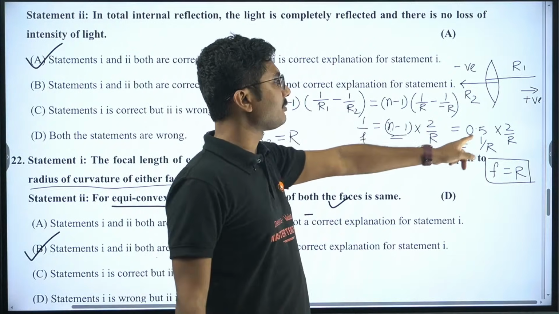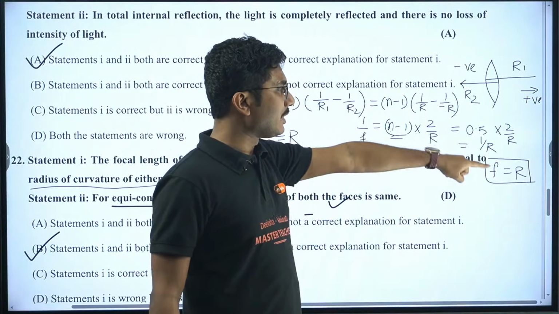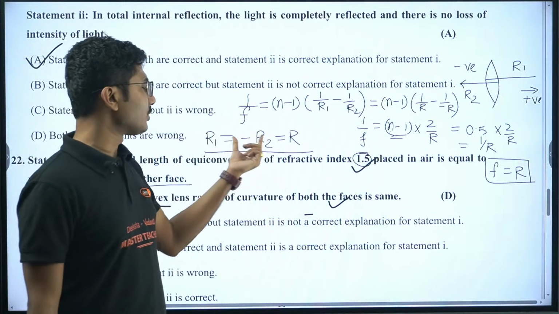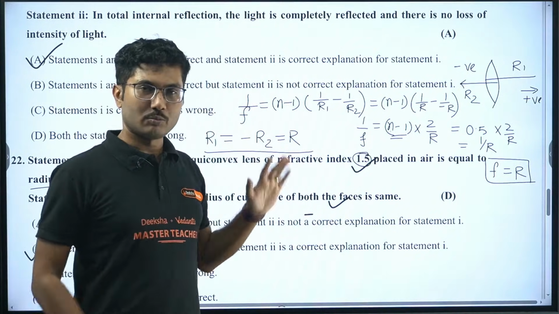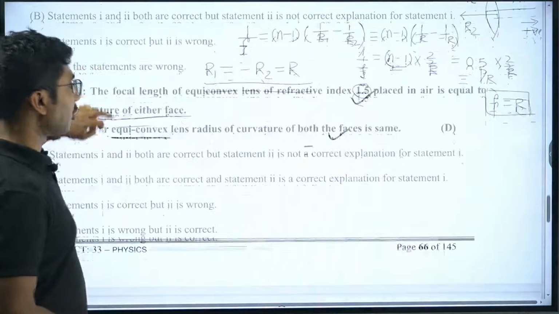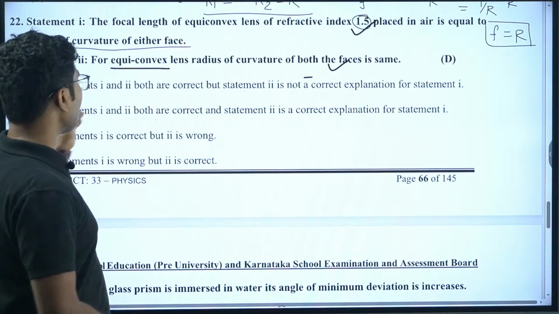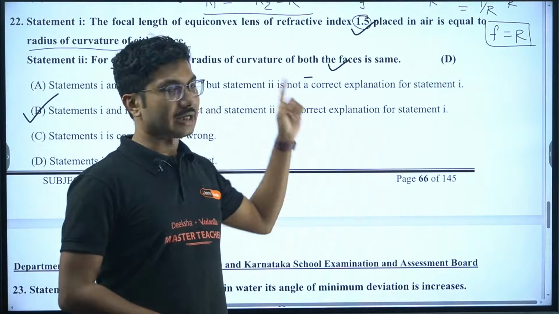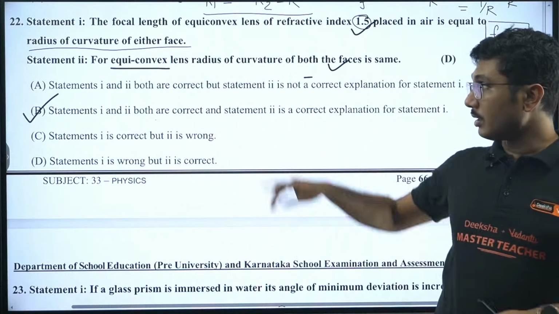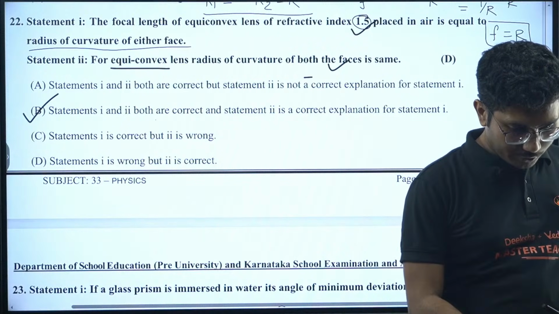2 by r was not possible means 0.5 into 2 would not give you 1 by r, right? So that means this is only possible because R1 is actually equal to minus R2 equals R. So both radii of curvature are equal. That's why this is possible. So this is the statement, this is the reason. So statement 1 and 2 both are correct, and statement 2 is the correct explanation. So that's why option B is correct, right, Rukmini? I hope your doubt is cleared.